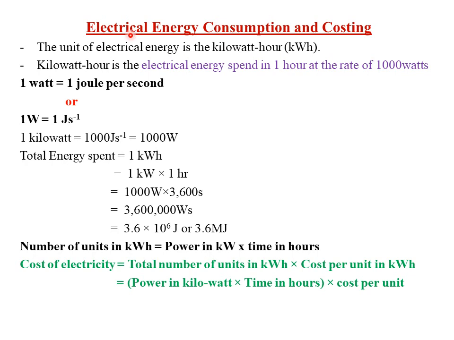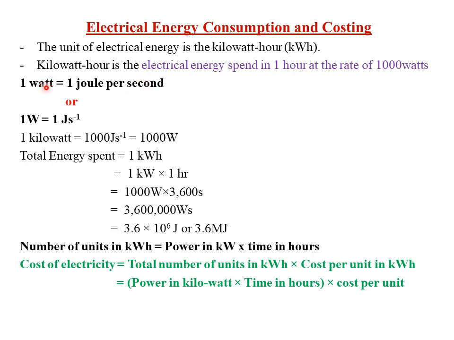So today we are looking at electrical energy consumption and costing. We shall basically be looking at how to calculate the cost of electricity. The unit of electrical energy is what we call the kilowatt hour, abbreviated as kWh. A kilowatt hour is simply defined as the electrical energy spent in 1 hour at the rate of 1,000 watt.